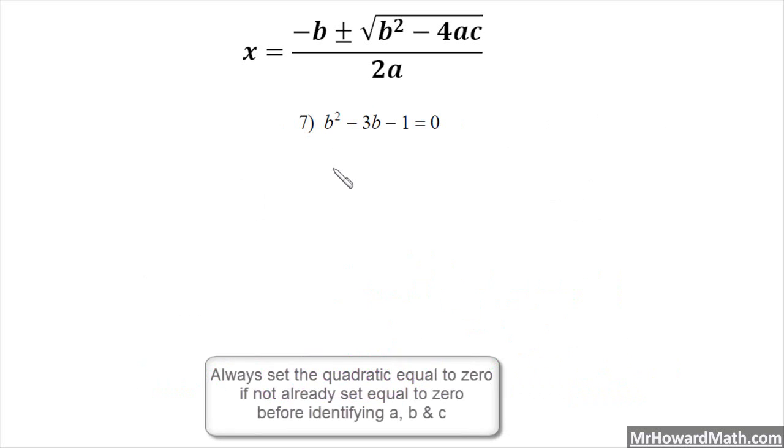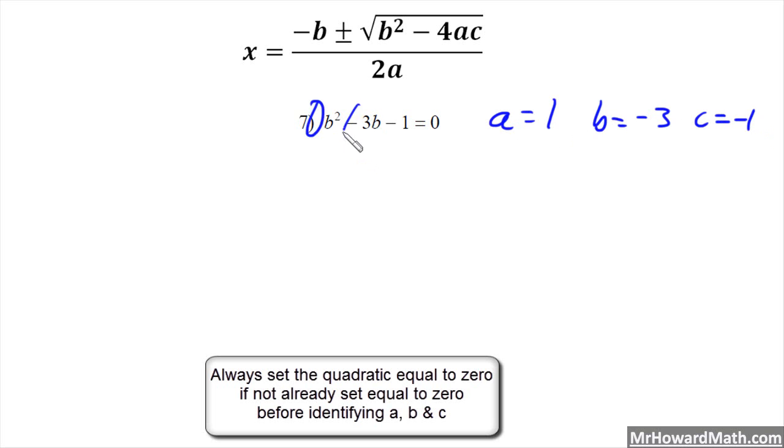Two solutions there. Okay, the next example here, identify our a, b, and c. A is 1, b is negative 3, c is negative 1. So a is coming from here, b from here, c from here. Now fill in the quadratic formula.